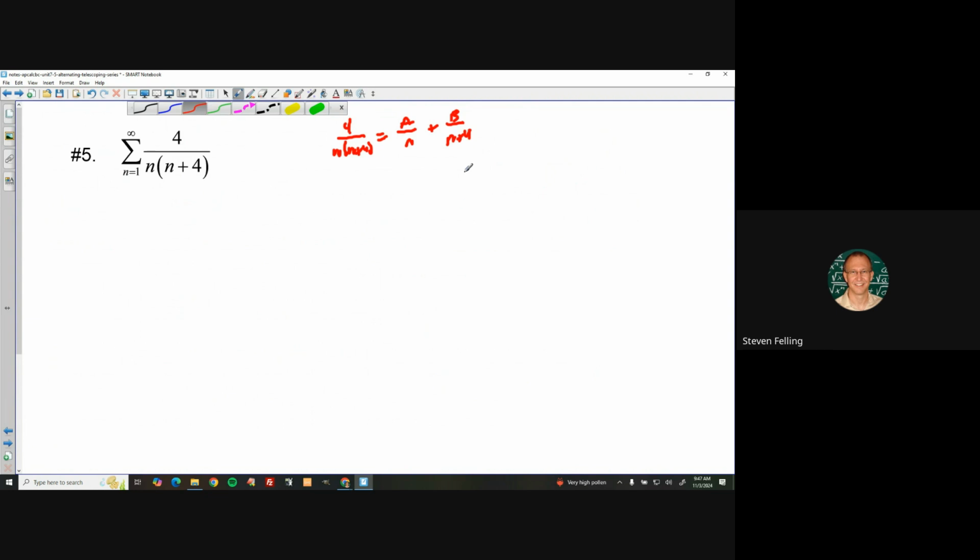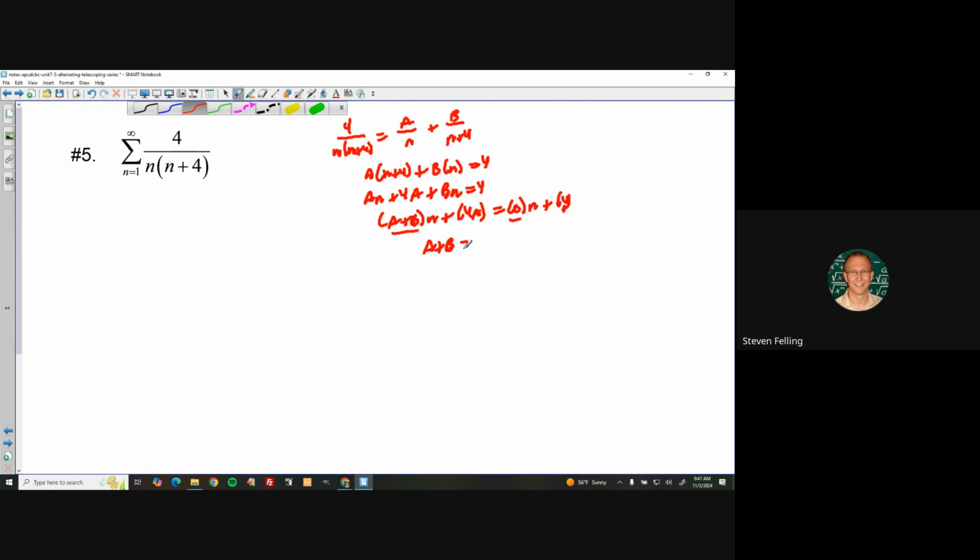And then I'm going to go through my process of partial fractions, which is a times the n plus 4 denominator plus b times the n denominator, and that equals 4. So this is an plus 4a plus bn equals 4, which is a plus b n's plus a constant that's 4a, equals 0 n's plus a constant that's 4. Right, we'll match those up.